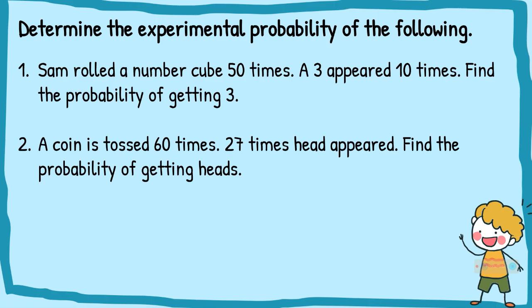Somebody rolled a number cube 50 times. A 3 appeared 10 times. Find the probability of getting 3. We have 10 out of 50, correct. Next, a coin is tossed 60 times. Heads appeared 27 times. Find the probability of getting heads. Yes, we have 27 out of 60, reduced to lowest term is 9 over 20.